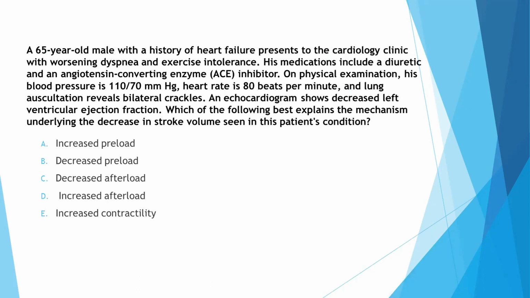Which of the following best explains the mechanism underlying the decrease in the stroke volume seen in this patient's condition? A 65-year-old male with a history of heart failure presents to the cardiology clinic with worsening dyspnea and exercise intolerance. His medications include a diuretic and an angiotensin converting enzyme inhibitor. On physical examination, his blood pressure is 110/70 millimeters of mercury, heart rate is 80 beats per minute, and lung auscultation reveals bilateral crackles. An echocardiogram shows a decreased left ventricular ejection fraction. Which of the following best explains the mechanism behind the decrease in stroke volume in this patient?